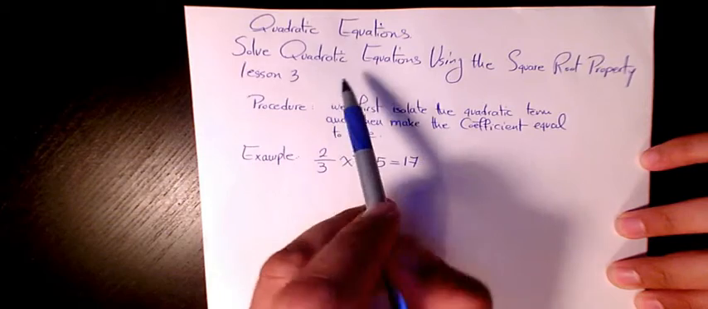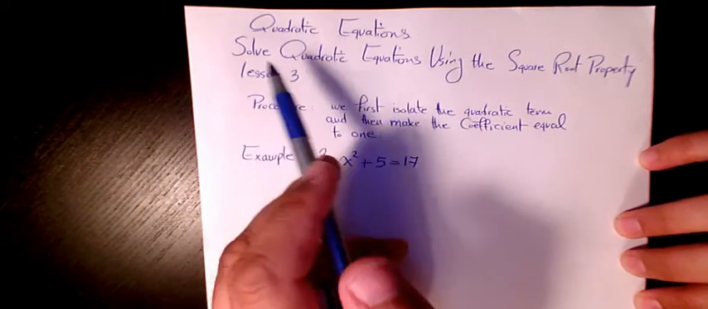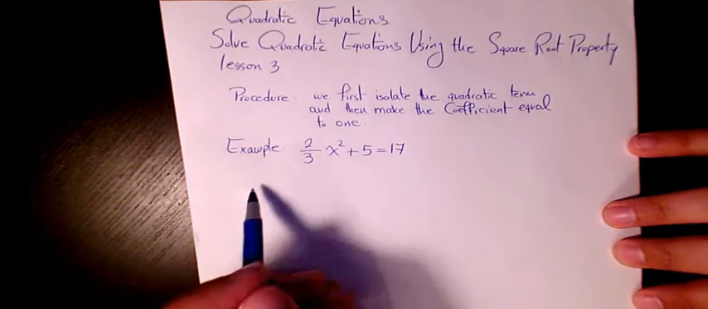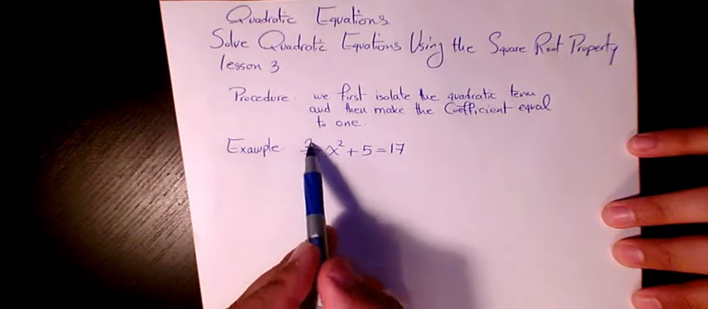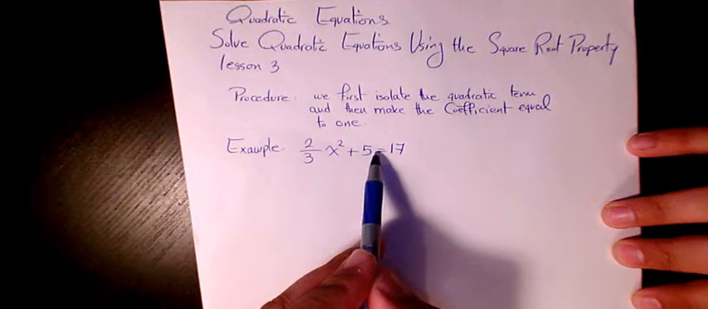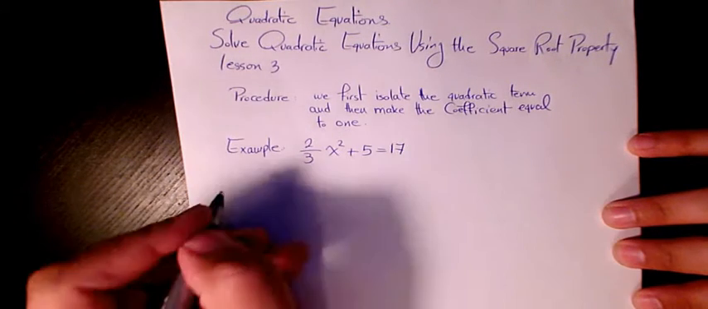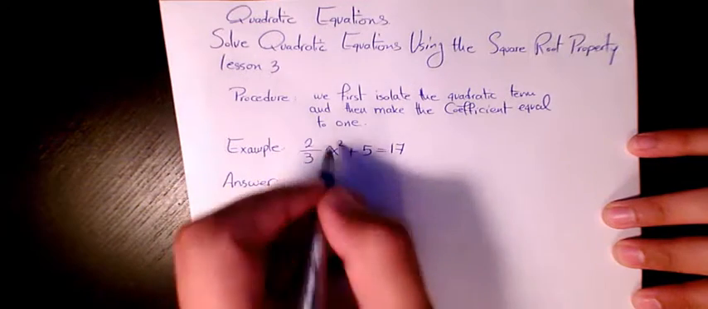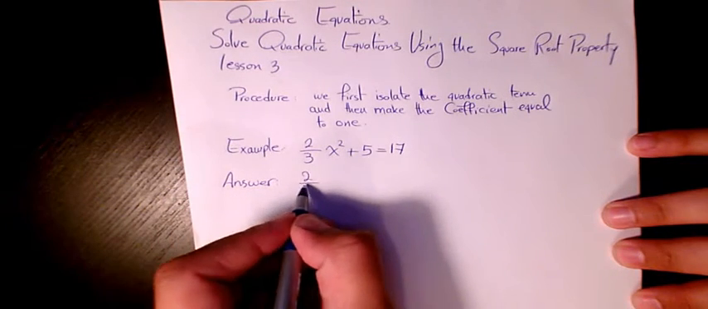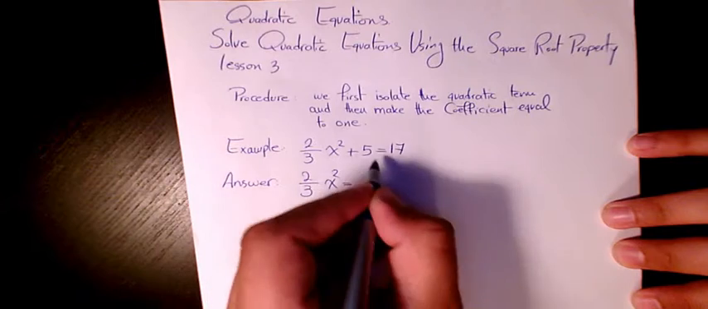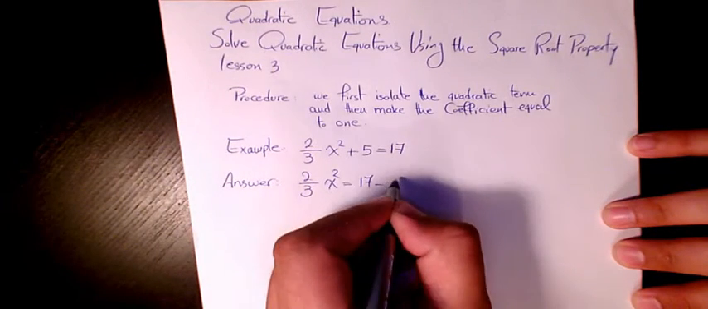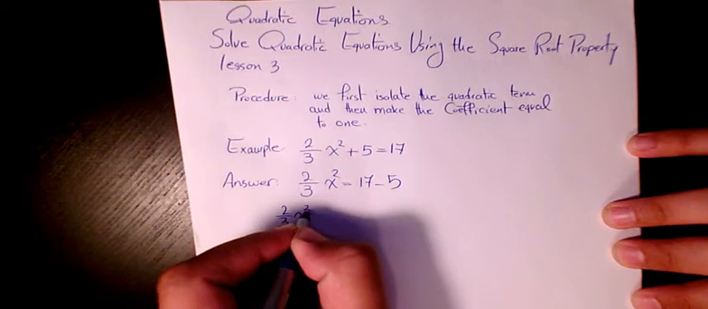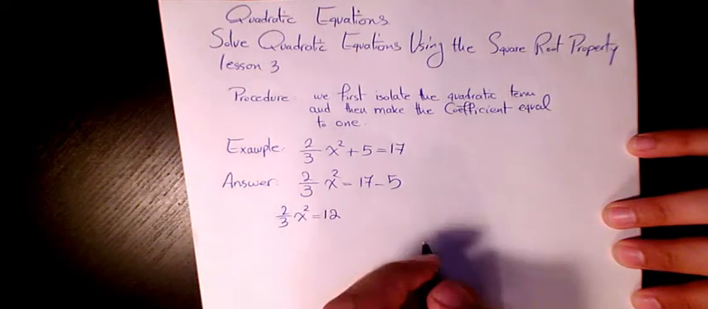This is lesson 3 for quadratic equations, solving quadratic equations using the square root property. The first example I want to show you is 2/3 x squared plus 5 equals 17. We need to isolate x squared first. So I write 2/3 x squared and move 5 to the right-hand side, which will be 17 minus 5. So it will be 2/3 x squared equals 12.